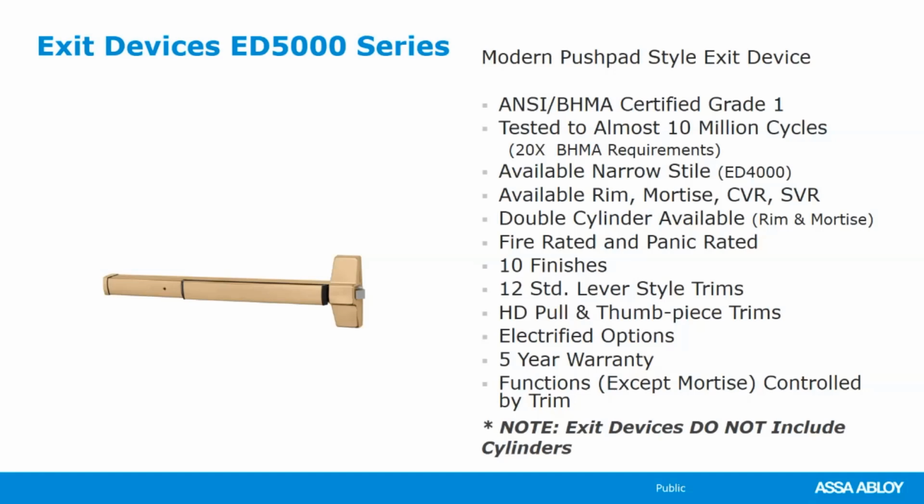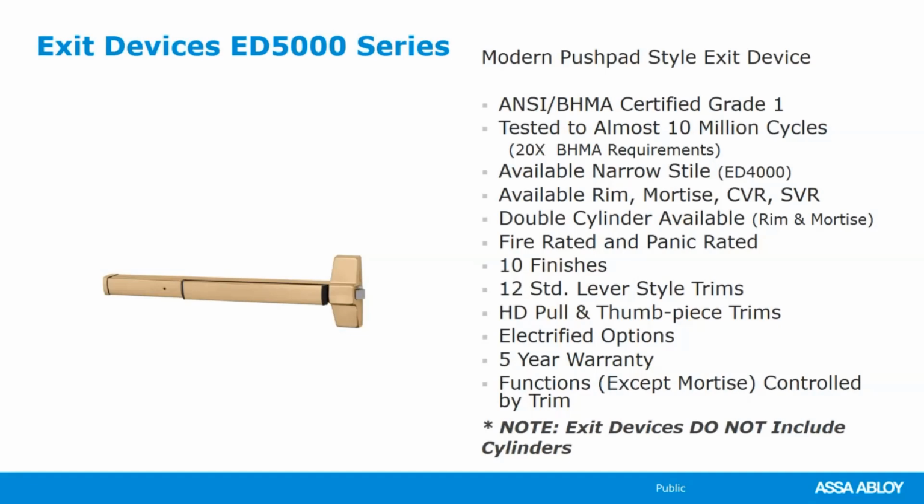Our ED 4000 is our narrow style version of that device. We offer it in rim, mortise, concealed vertical rod, surface vertical rod. We do have the double cylinder available for classroom security function for rim and mortise devices. The device is available both fire rated and panic rated.